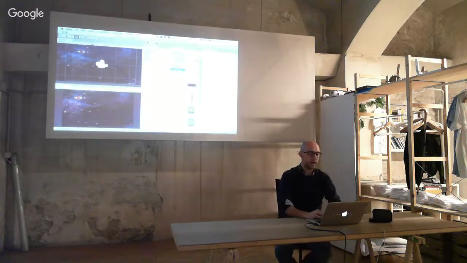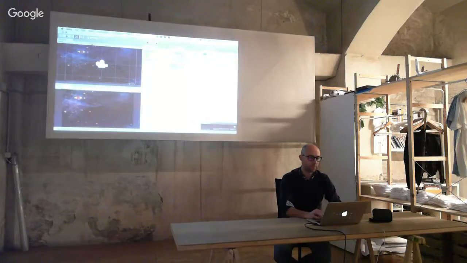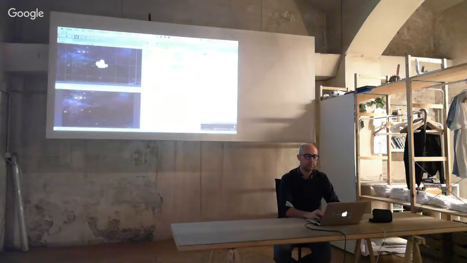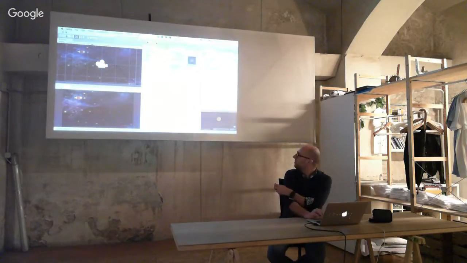How to create a prefab? Well, first of all, I go in assets and create a folder, and I call it prefabs. Okay, and I enter prefabs. Now I take player bullet from here, I drag and drop it in prefabs, and it becomes a prefab. I know it seems the same, but player bullet became blue.